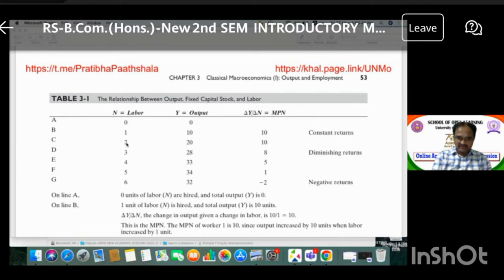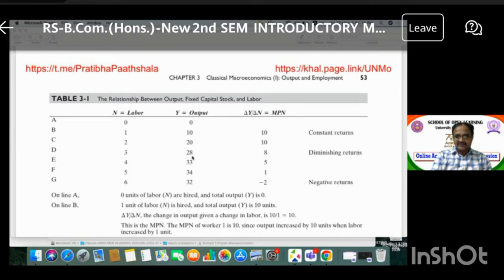20 to 10 only, and here only one labor. If we had one unit of labor, the output will be the same, 10 only. The change in the output is 10 only. So MPN is also 10. How is it 10? 10 upon 1. So here the output is increasing at a constant level. So this is the 10. This is MPN.